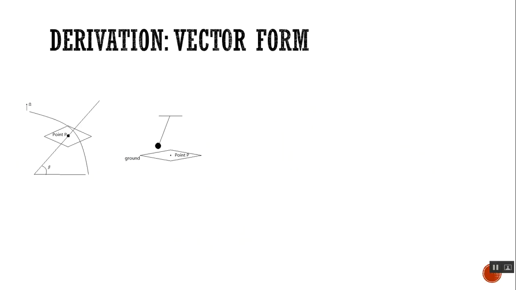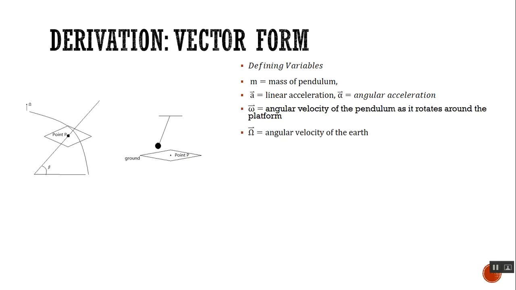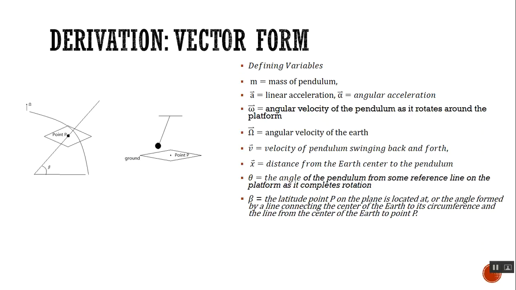These are the variables for the vector solution. In particular, there are different versions of the quantities for the pendulum and the Earth. Lowercase omega is the angular velocity of the pendulum on the platform, while uppercase omega pertains to the Earth. Theta is the angle of the pendulum on the platform, while beta is the latitude at which the pendulum is located.